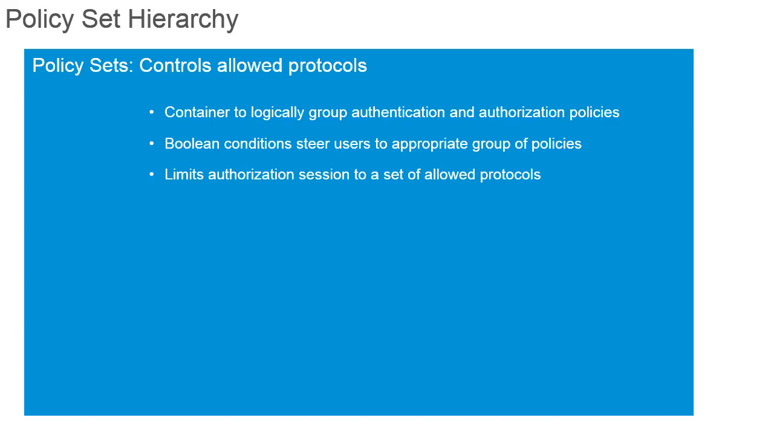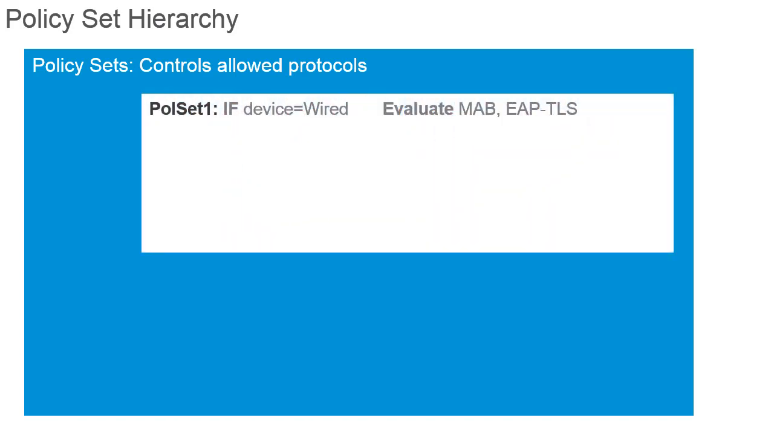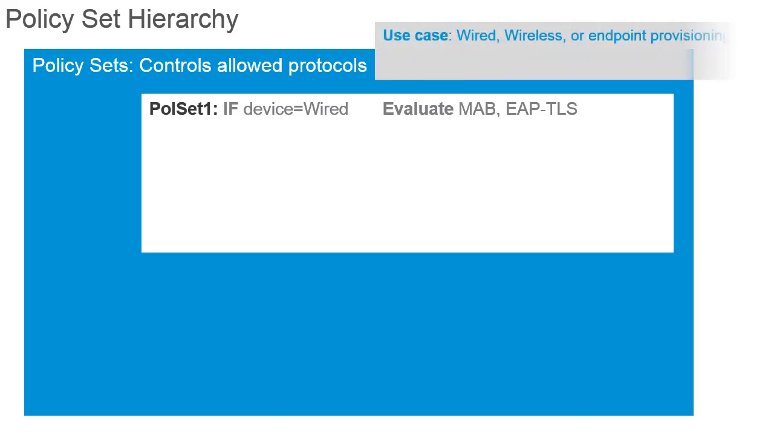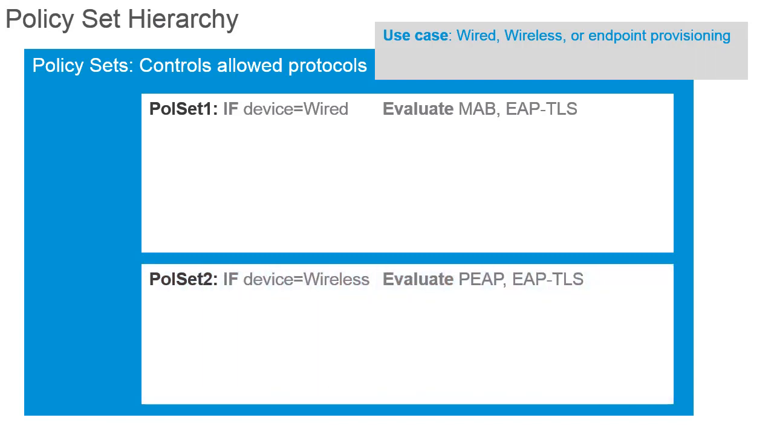Now, when creating policy, you may need to group authentication and authorization policies based on some criteria, and you accomplish this by creating policy sets. In this example, the grouping is based on use case. Policy set 1 controls how wired users gain access, while policy set 2 controls how wireless users gain access. Another common method is to create policy sets based on location. Users in a particular region, campus, or building may have unique authentication and authorization needs.